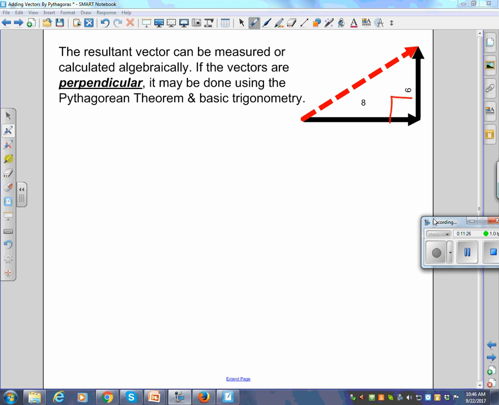Okay, so I'm going to label this with an R. What does the R stand for? Resultant. And you're going to write R squared is equal to what? Does it matter if I write 6 squared plus 8 squared? No, order doesn't matter.